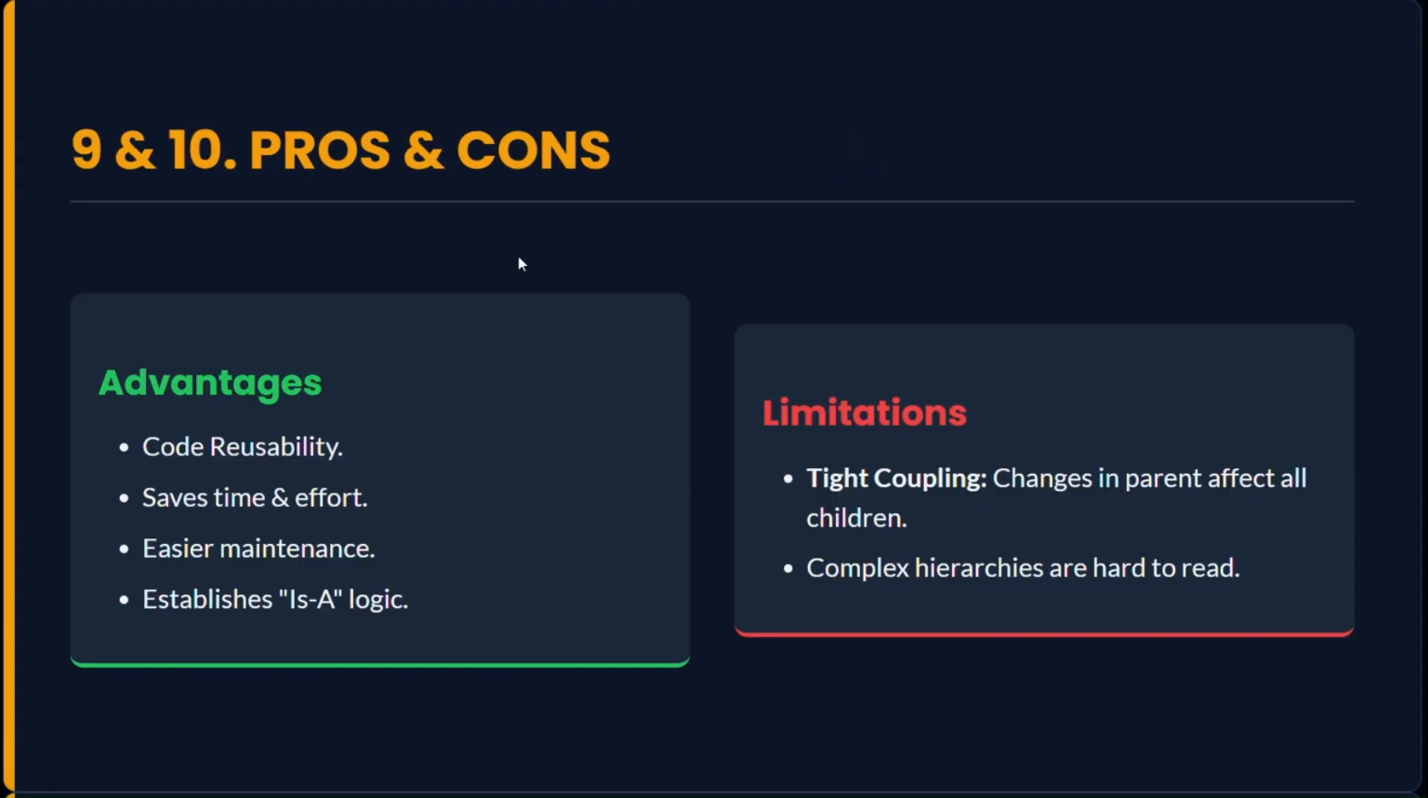Why do we love inheritance? Because it saves time, reduces errors, and makes our code easier to maintain. You fix a bug in the parent, and it is automatically fixed in all 100 children. That is efficiency. However, there is a catch: tight coupling. If you change the parent structure drastically, you might accidentally break all the children. This is why we must design our hierarchy very carefully.